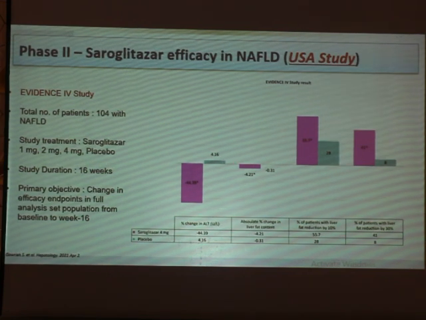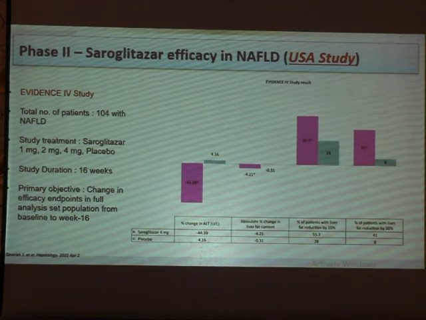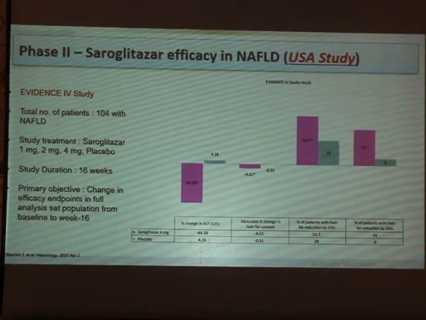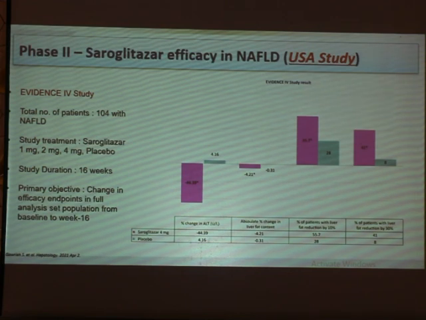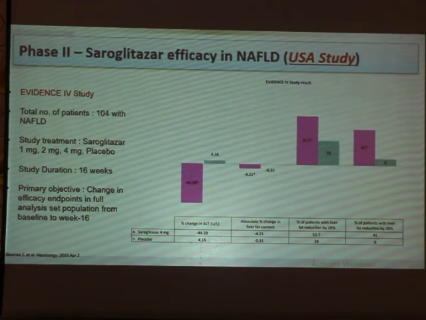And in this other phase 2 study, which was about semaglutide efficacy in NAFLD, there were a total of around 104 patients with NAFLD, and they were started on semaglutide or placebo, and the study duration was around 14 weeks. The primary objective was change in the primary endpoints in the full analysis set population from baseline to 16 weeks.